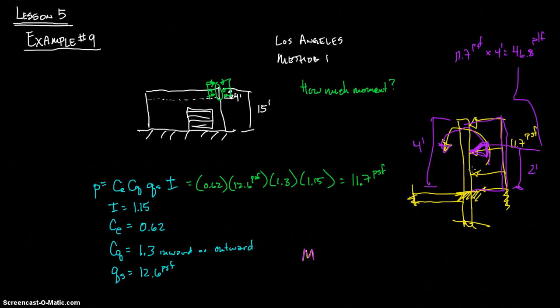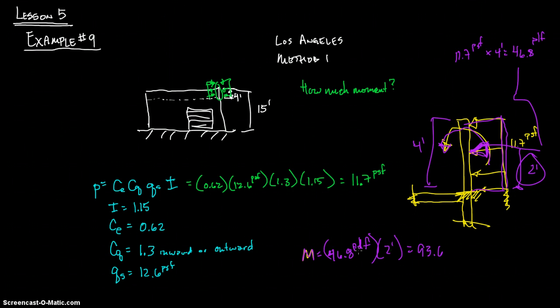To get a moment, you multiply that by 2 foot. Force times distance is a moment. So let's put it down here: 46.8 PLF times your 2 foot. And there you go, 93.6. Let me check the calculator. 93.6. And that is pounds per linear foot times foot.